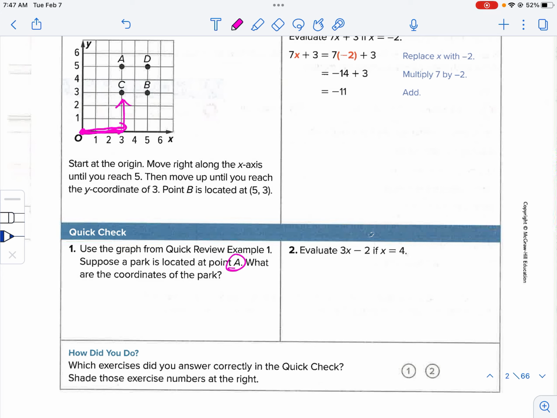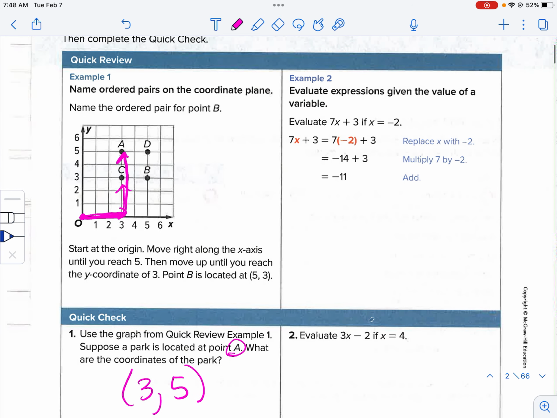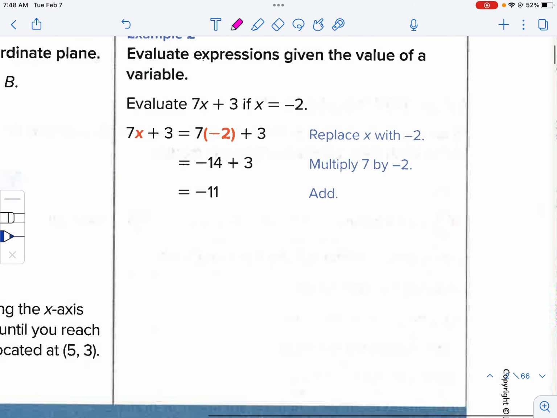So how far to the right did we go? We went over 3. How far up did we go? We went up 5. So that is the coordinate for A.